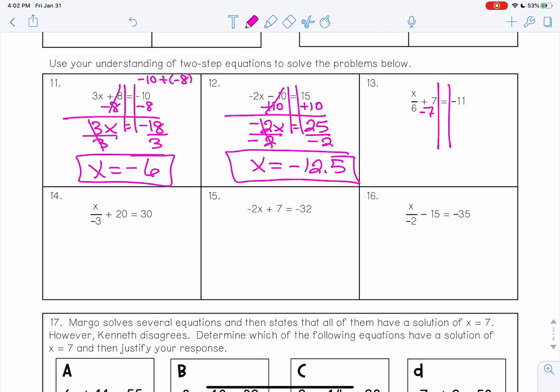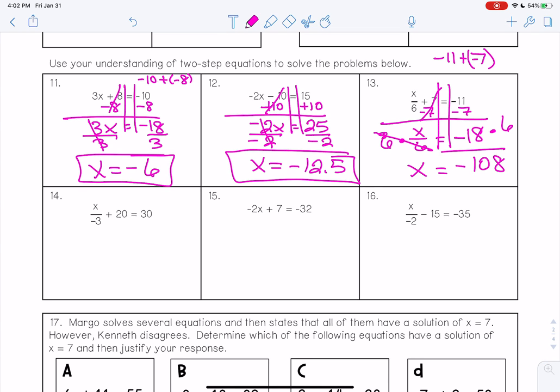Do the opposite, so we're going to subtract 7 from both sides. We get x over 6 equals a negative 11 minus 7, which we're going to add the opposite. So it ends up being negative 11 plus negative 7, which gives us negative 18. The opposite of division is multiplication, so we're going to multiply both sides by positive 6. And we get x equals negative 108.